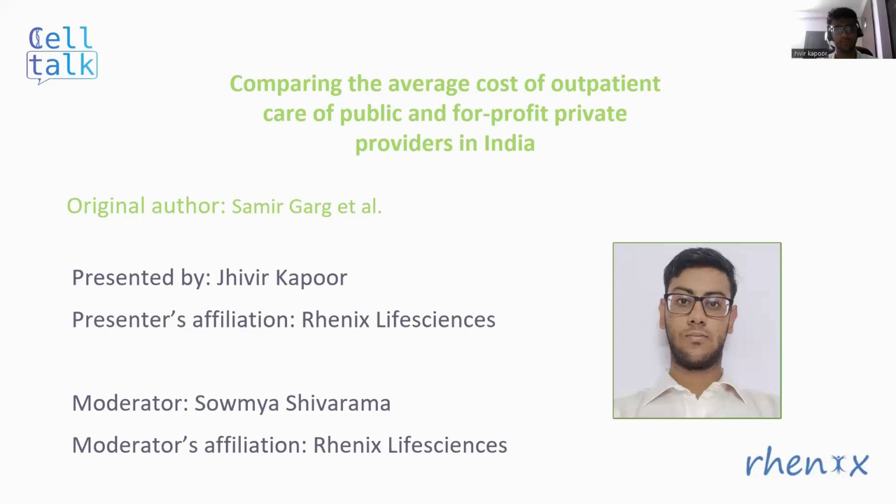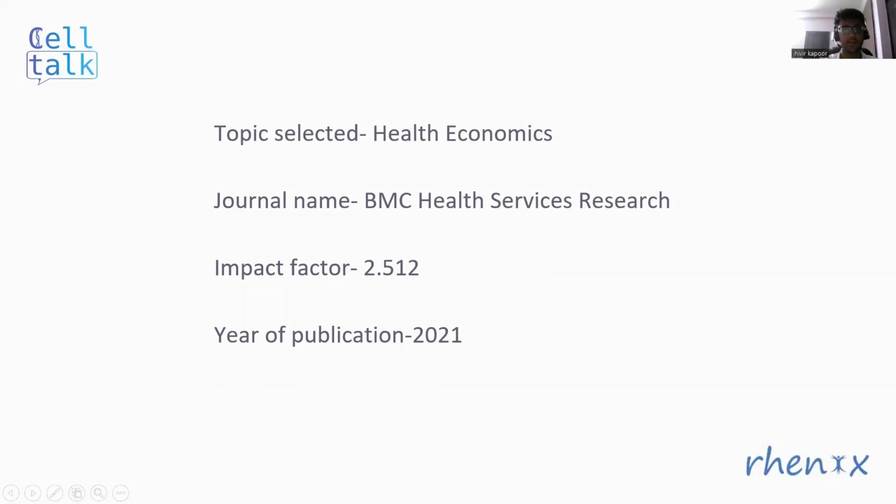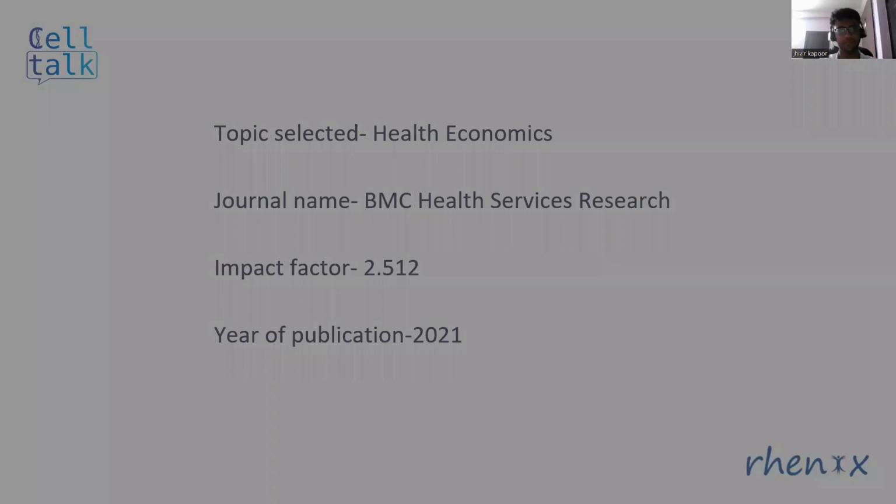Good evening, everyone. So, comparing the average cost of outpatient care of public and for-profit private providers in India. Original authors: Sameer Garg, Narayan Tripathi, Alok Ranjan, and Kirti Kumar. Topic selected is health economics. Journal name: BMC Health Services Research. Impact factor is 2.512. Year of publication: 2021.